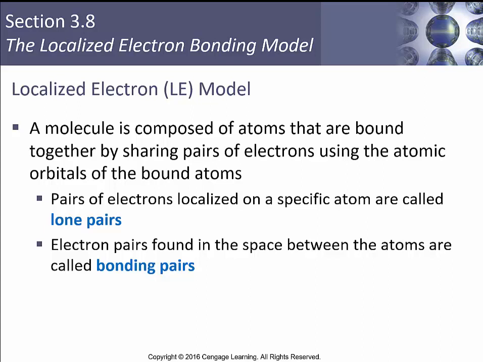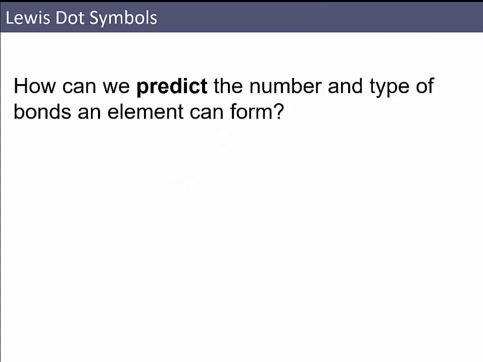using atomic orbitals of the bound atoms. Pairs of electrons localized on a specific atom are called lone pairs. Electron pairs found in the space between the atoms are called bonding pairs. So, can we predict the number and types of bonds an element can form?